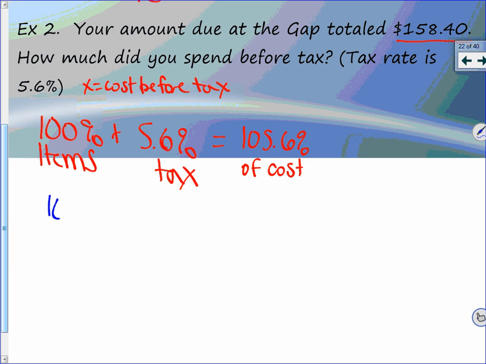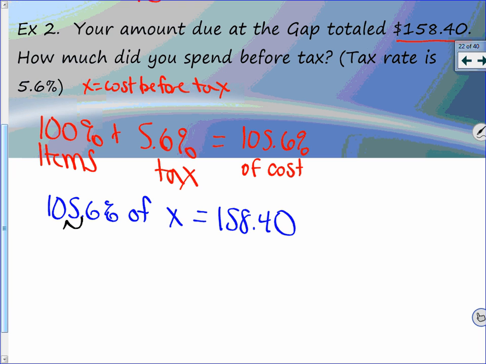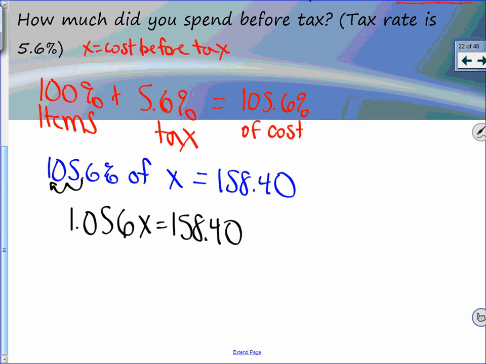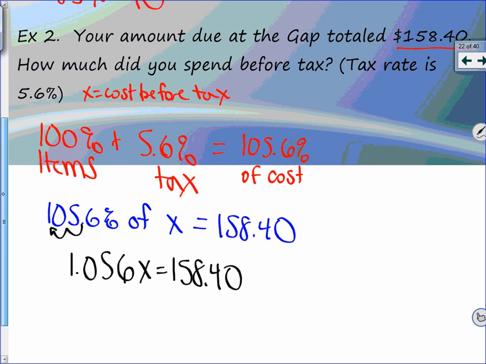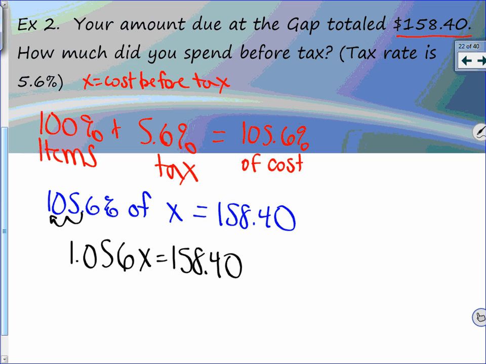So 105.6% of the original cost is $158.40. Because X is the cost before tax, in other words, the original cost. Then we have to put 105.6 as a decimal. So we move the decimal 2 spots to the left. So that's 1.056 of, which means times, $158.40. Now, is the X value, the cost before tax, going to be greater than or less than that 158.40?